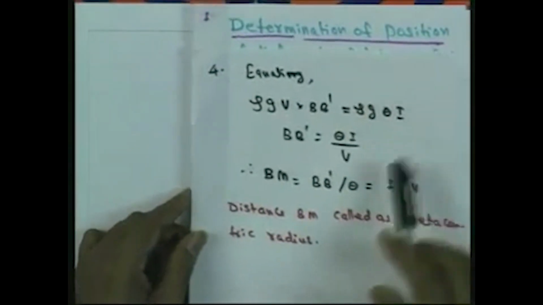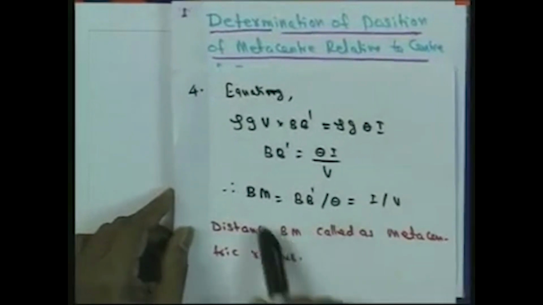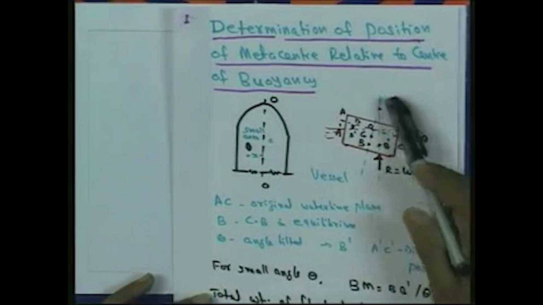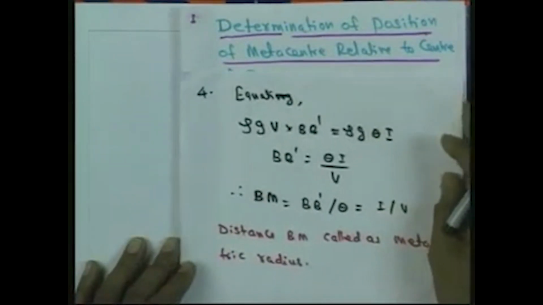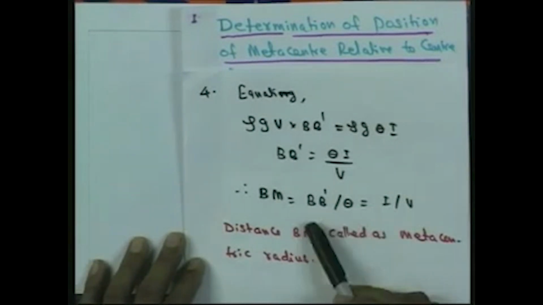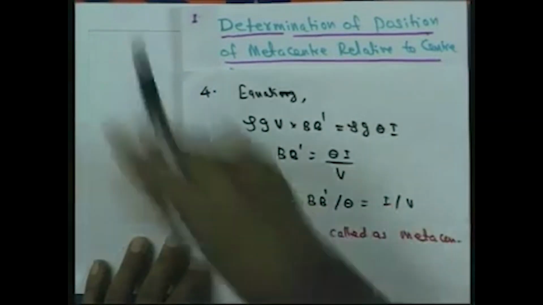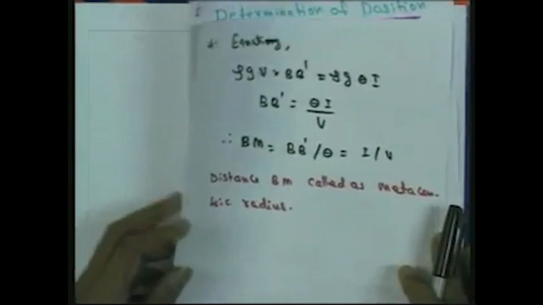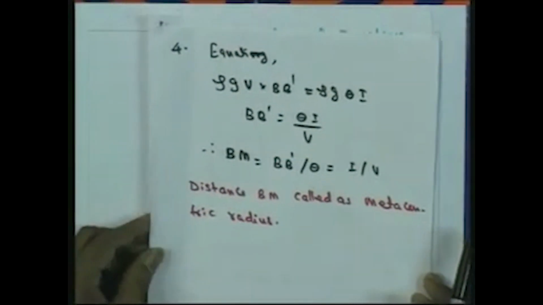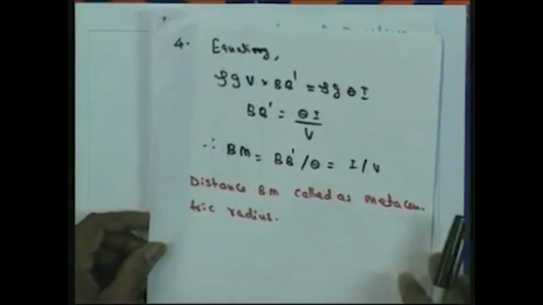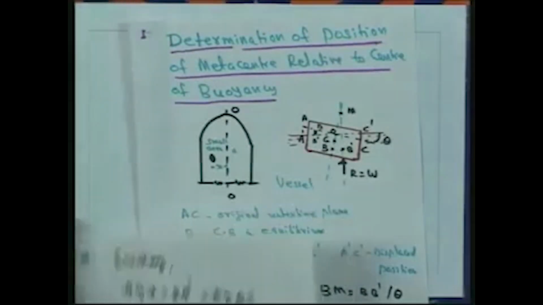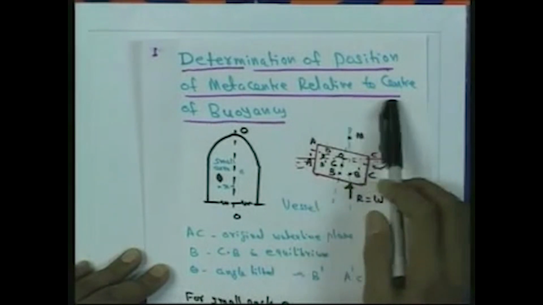So BB dash is equal to theta I by V, and then finally we get Bm, that is what we are looking for. Bm is the distance from the center of buoyancy to the metacenter. Bm is equal to BB dash divided by theta, which is equal to I by V, where I is the second moment of area of the waterline plane about O. So this distance Bm is called the metacentric radius. Like this we can determine the position of metacenter relative to the center of buoyancy.